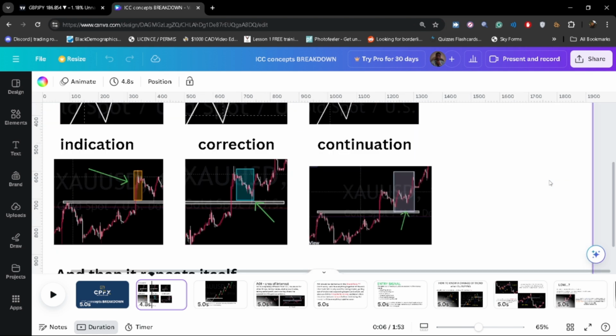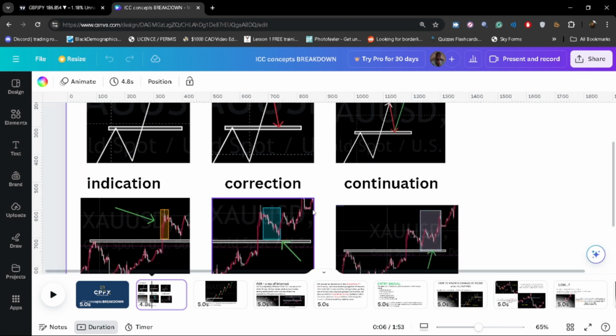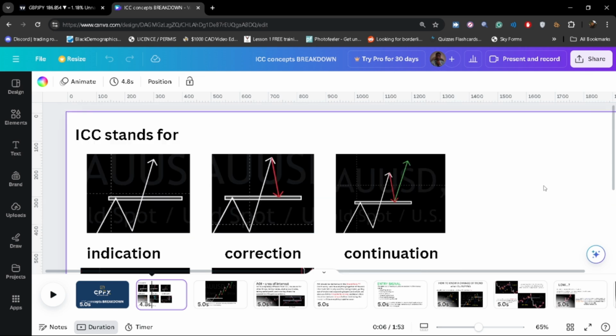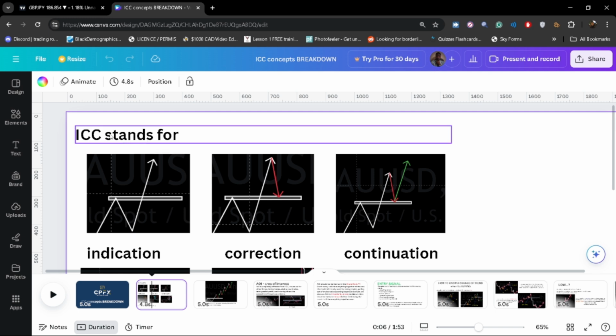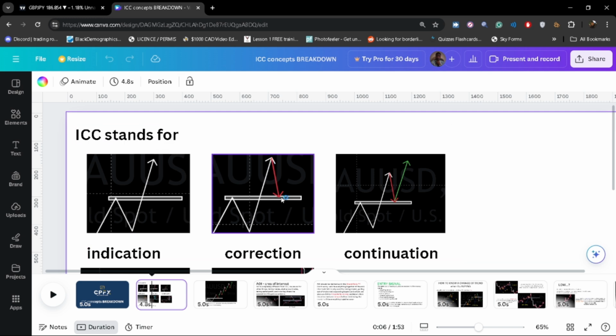So guys, if you don't know what the ICC concept is, basically the ICC concept stands for indication, correction, continuation. Essentially the ICC concept only works when price is trending. So basically how it works is this: you can clearly see here on the left hand side, the indication basically just shows how far price wants to go. Then the correction is basically the retracement back to a level or an area of interest. And then the continuation is the price now continuing the trend.